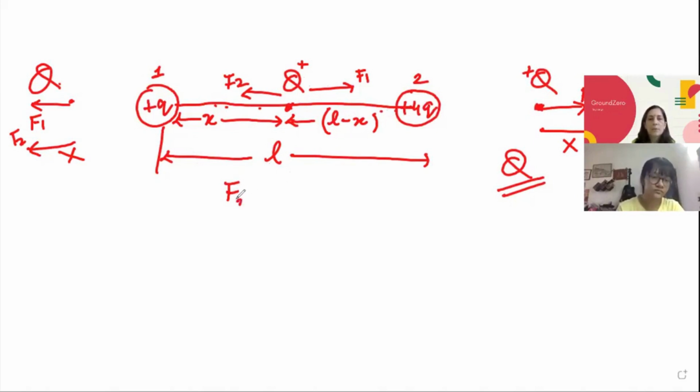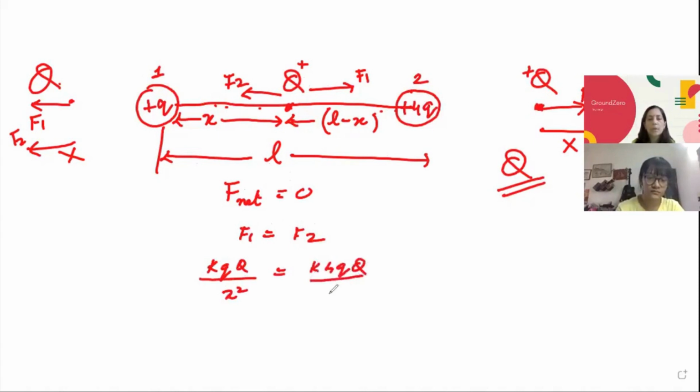So what will be the net force? The net force should be equal to 0. That is F1 is equal to F2, right? So if I put the values, this is x square, F2 is K 4Q capital Q upon L minus x whole square. So when I solve this, what will you get? Can you tell me the value of L?